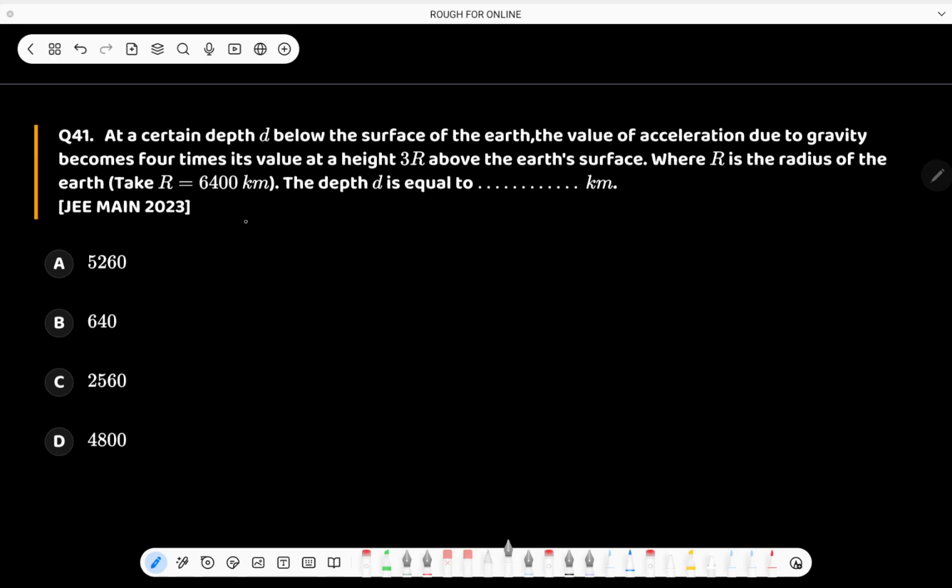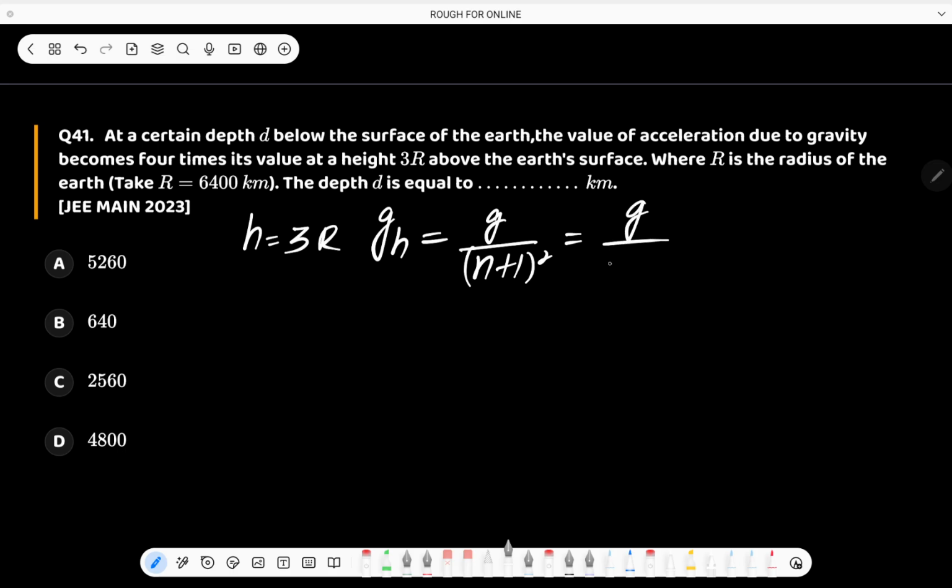Let's first of all write down that the height h is given, that's equal to 3r. So that means gh is equal to g divided by (n plus 1) whole square, which is g divided by (3 plus 1) is 4 square, that is 16. Then what is given is that gd.